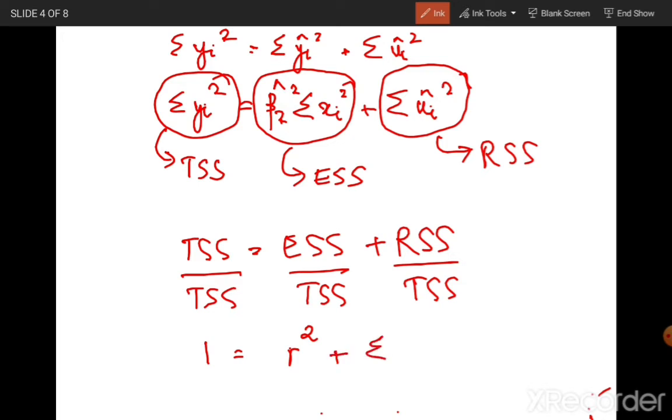Plus, I can write this as summation ui hat square divided by TSS, or I can write this as 1 is equal to R square plus residual sum of squares by TSS. You can use either of these equations interchangeably. So I hope this is clear to you.